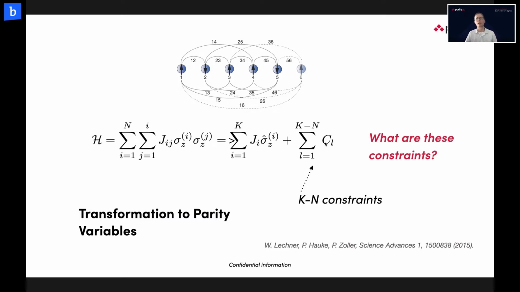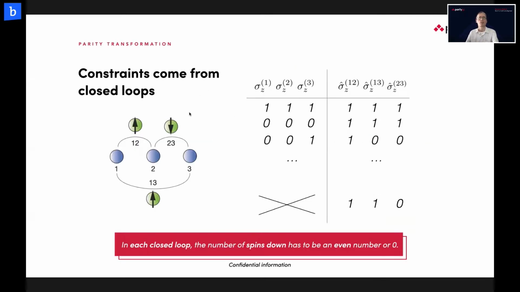So the point is that the net number of degrees of freedom should be the same as it was originally. So if k is the number of terms, then I have k minus n constraints. So what are these things? Constraints come from closed loops. If I'm talking about a graph, these are loops in some graph. As I told you, the edges of the graph represent couplings in the Hamiltonian. So these loops are closed loops you can draw in the graph.